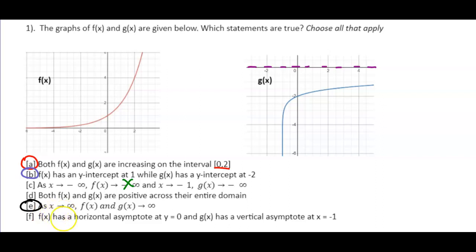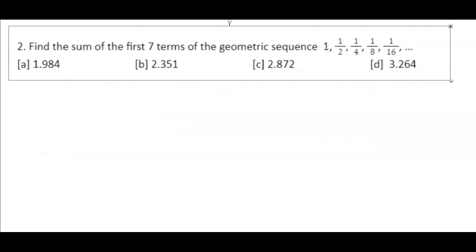And then last one, F: f of x has a horizontal asymptote at y equals 0, and g of x has a vertical asymptote at x equals negative 1. So let's look at f of x. F of x does have that horizontal asymptote right here at y equals 0, so that's true. And g of x does have a vertical asymptote right here at x equals negative 1. That is also true. So we can also say that F is true. So it looks like A, B, E, and F are all true statements.